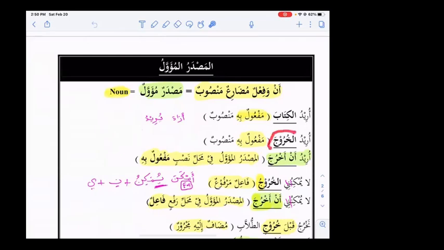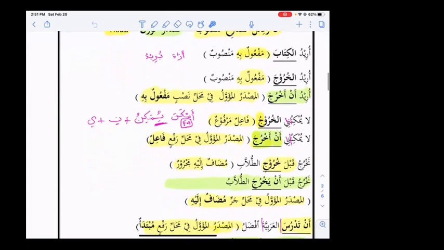Al-khuruja, this is a mastar. This is not a thing. It is mafulun bihi mansub. You can say uridu al-khuruja or uridu al-dhahaba, I want going out, or uridu al-julusa, I want sitting. But here you change uridu al-khuruja into uridu an akhruja, that's better. Then this becomes Mastar Muawwal fi mahalli nasbin mafulun bihi. This was straight mafulun bihi.